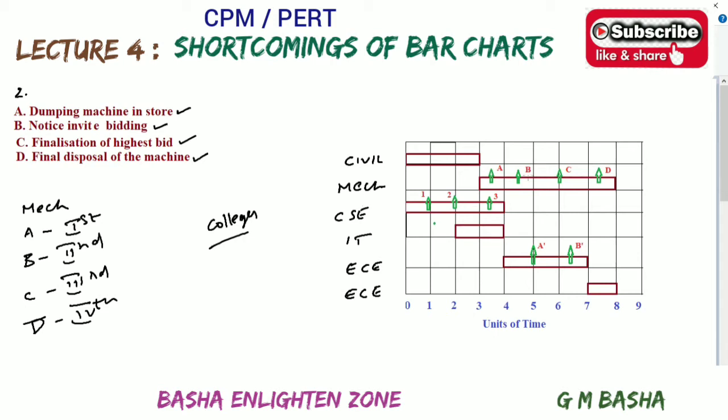For example, B shows some activity. In the previous one that I told you, dumping machine in store, notice inviting bidding. So A shows that the particular activity, dumping machine in store, is completed. That is, disposal of existing machine is your task, and in that there will be various tasks like dumping machine in store, notice inviting bidding. The third stage will be finalization of highest bid. So on a main activity, we can clearly know the present sub activity status by making this type of milestones here. I hope you understand what I am saying here.